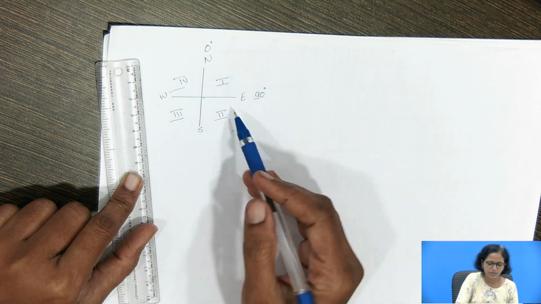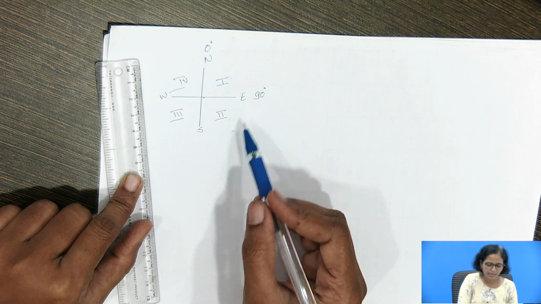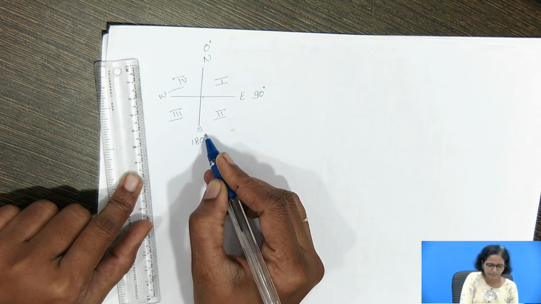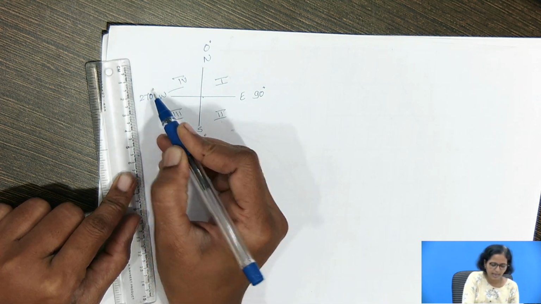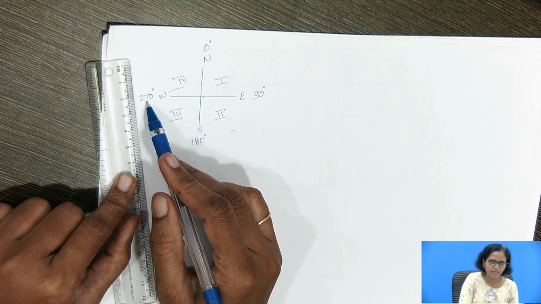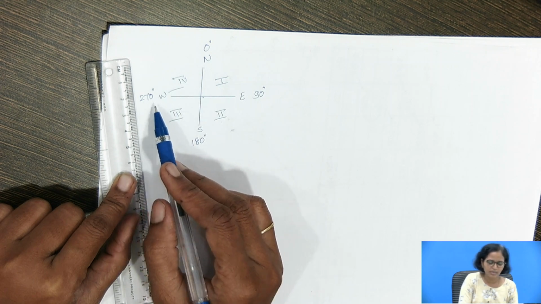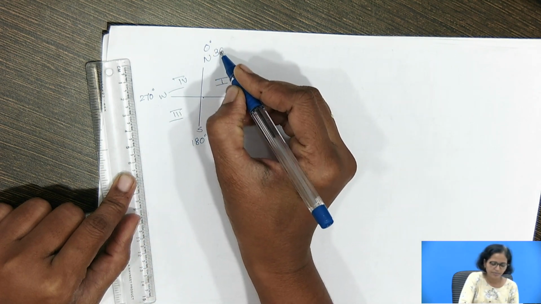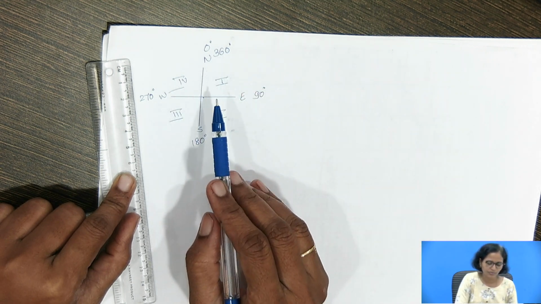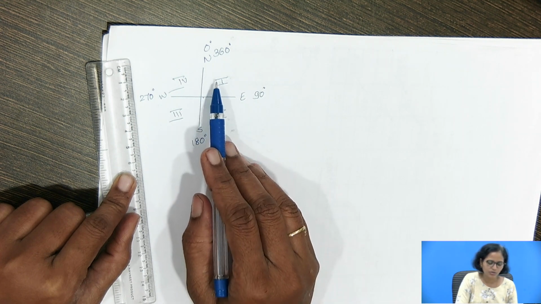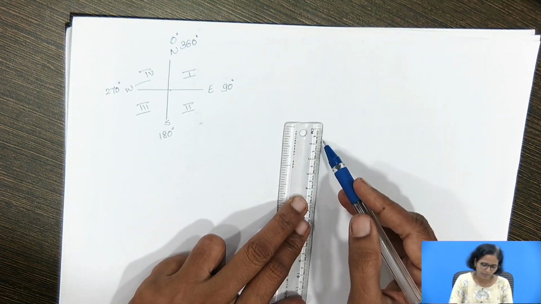So the first quadrant consists of the angles between 0 to 90 degrees, whereas the second quadrant is 90 degrees to 180 degrees. And the third one, 180 degrees to 270 degrees. That is, the angles between 180 degrees to 270 degrees will be in the third quadrant. Whereas the fourth quadrant consists of 270 degrees to 360 degrees. So likewise, all the quadrants are divided into angles. Each quadrant consists of 0 to 90 degrees. So let's see how to measure the bearing of a line.